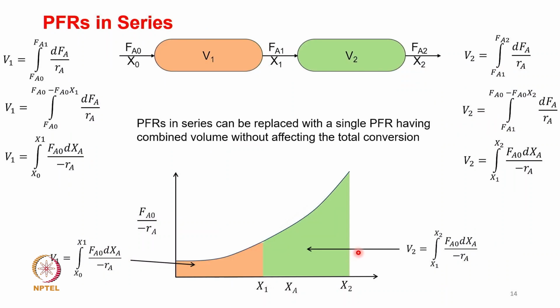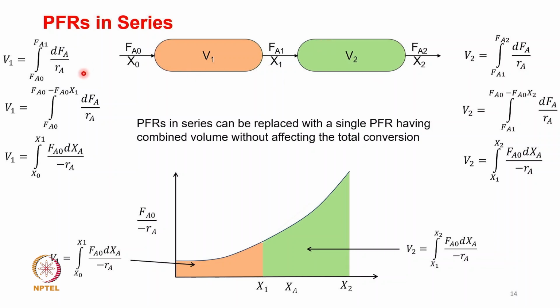So, similarly, when we do PFRs in series, you have a PFR having volume V1 connected to volume V2. Fa naught, with possibly a conversion x naught already happened, is coming inside; it is going out as Fa1 with a conversion x1, and eventually Fa2 and x2. So, let us rewrite expressions independently for both these vessels.